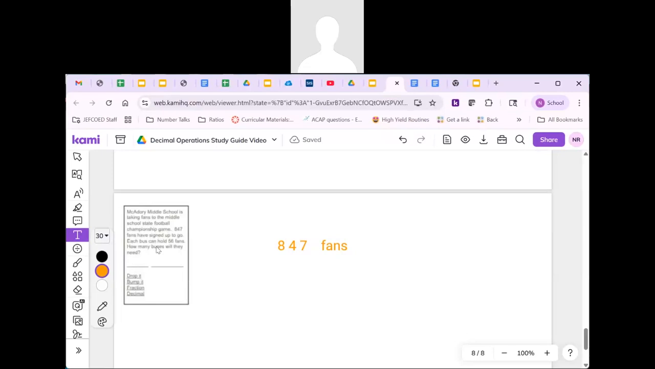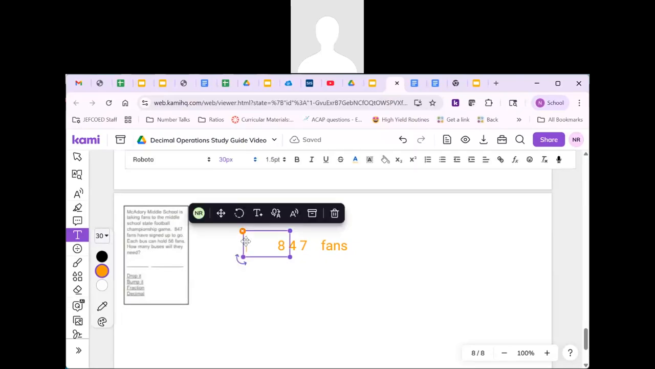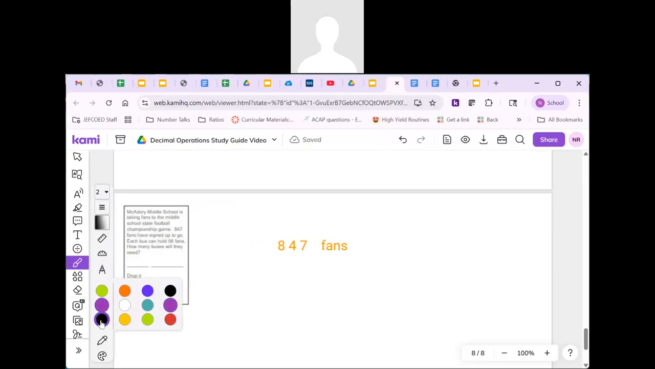Each bus can hold 56 fans. Ugh, 56. Yuck, I don't like this number. All right, so I'm going to draw my division box here. The total number of fans that are going, this is my total, right? And what am I dividing by? I'm dividing by the 56 what? Let me just try to be more exact, okay?